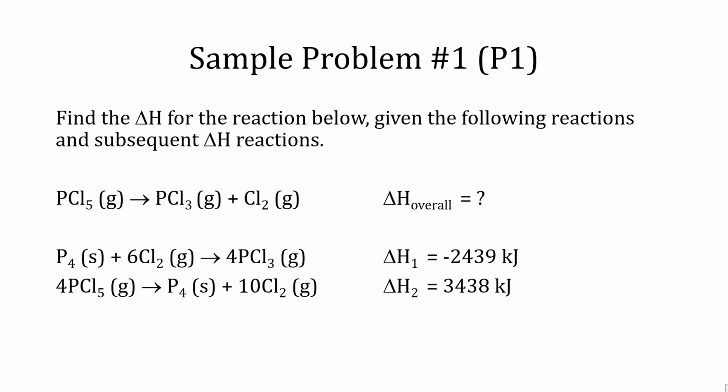Sample problem 1 is, find the delta H for the reaction below given the following reactions and subsequent delta H reactions. PCl5 forms PCl3 plus Cl2, delta H overall equals blank. P4 plus 6Cl2 forms 4 PCl3, delta H1 equals negative 2439 kJ. 4 PCl5 forms P4 plus 10 Cl2, delta H2 equals 3438 kJ.